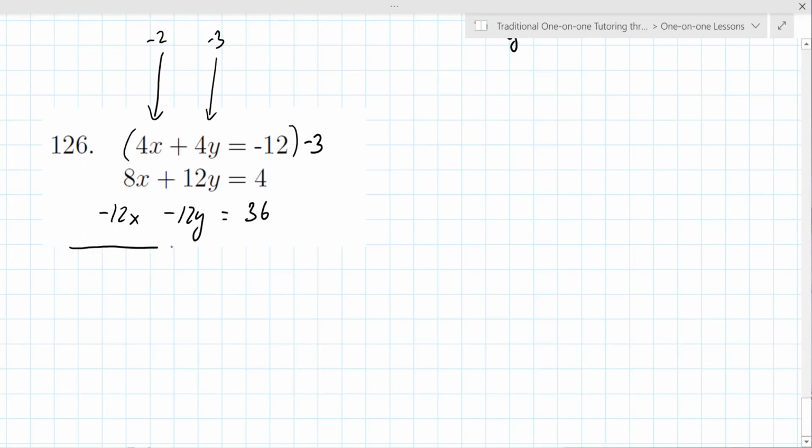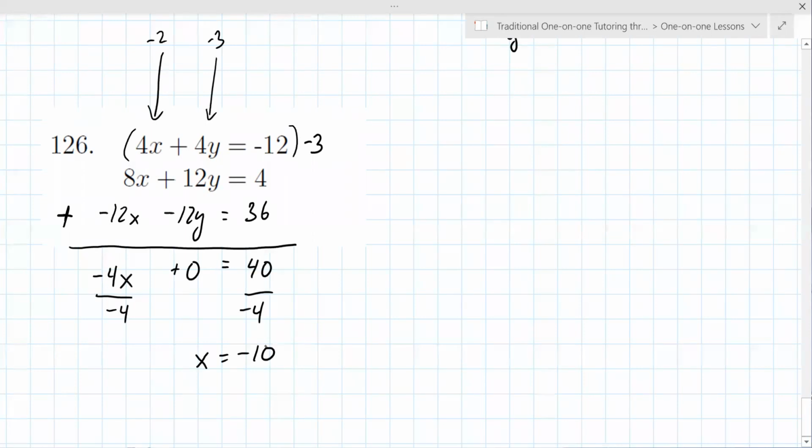Now I know we were subtracting before, but generally it's best to add, especially when they're already opposite in sign. So this is minus 4x plus 0 equals 40. Divide by negative 4, divide by negative 4. So x equals negative 10. Okay. I'd like you to go back and get the value of y using either equation.